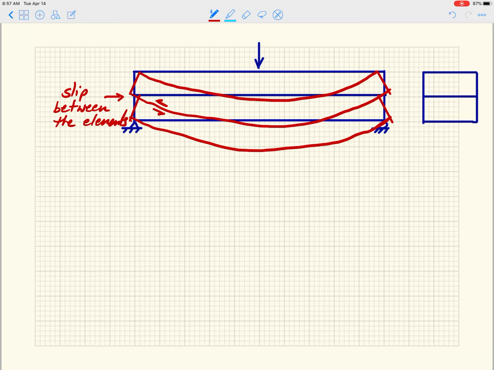And if I were to look at the stress distribution here, let me do this in black. Let me take a section like that. If I were to look at how the stress varies here, it would look something like that, right? So each element here is on its own, right?